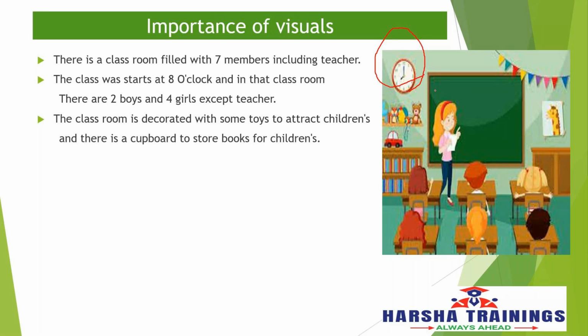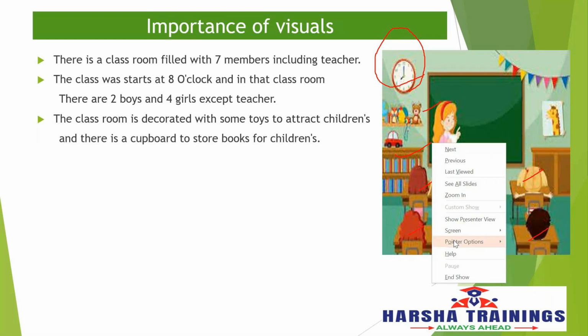How can I say that? By seeing their hair: one, two, three, four. And one, two. Yes or no? And this classroom was decorated with some toys. Why? Because these are children, and children are very attracted to toys. That's why they arranged some toys in that classroom. It's clear. And there was a cupboard to store books for the children.